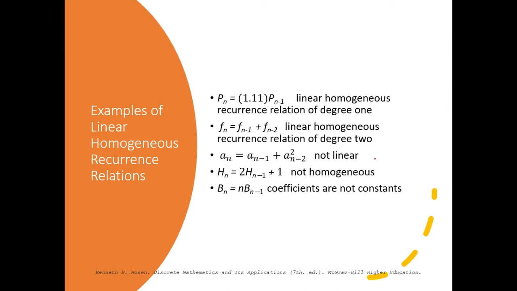The third is not a linear recurrence relation, as you have a square term in it. The second last is the typical Tower of Hanoi recurrence relation, but this is not homogeneous because of this constant term 1. And the last one is not a recurrence relation with constant coefficients because the coefficient is not constant, it depends on the value of n.